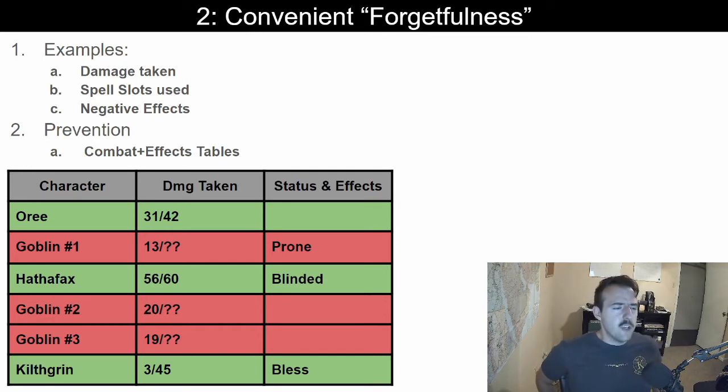But besides that, it shows everyone how much damage they've taken, how much damage all the enemies have taken, and all the statuses and effects, whether it's concentrating on spells or different negative effects like being blinded. And I think you'll be impressed if you use a tool like this, how often people will remember these things because it's out in front of them. So this goes back to the idea of changing the environment.